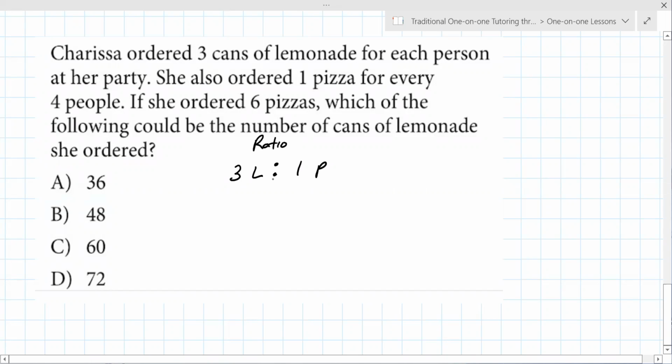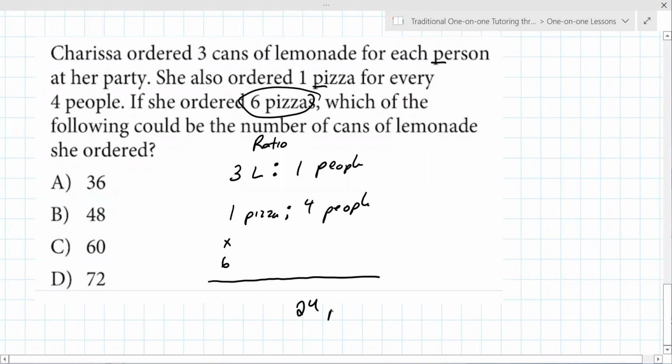Okay, but you got to be careful here because they tend to reuse the letters. So maybe we would write that out: 1 people or 1 person. Now it's 1 pizza for every 4 people. So if she orders 6 pizzas, how many people? There's 24 people, times 3 would be 72. Yes. So what about this question is difficult?